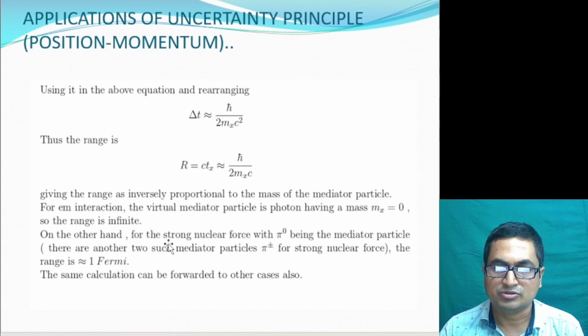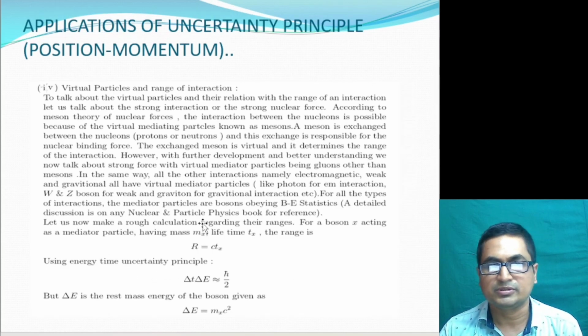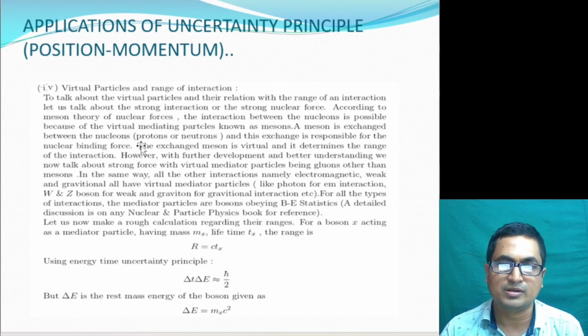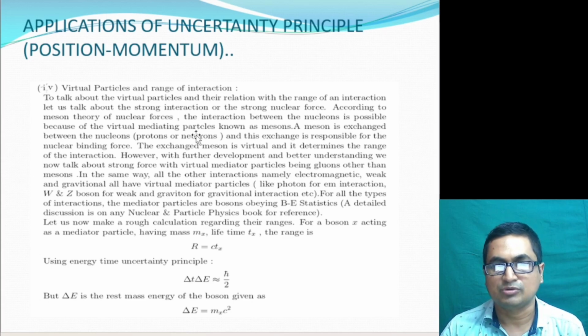And similarly, in the case of strong interaction, the strong nuclear force, the pi naught and pi plus minus are the mediator particles having equal masses. If we take this pi meson as the mediator particle and put in its mass, we find that the range is equal to 1 Fermi, and this matches our experimentally observed facts. Also regarding virtual particles and range of interaction, you must remember that for every kind of force there is always a mediating particle, and that mediating particle is the photon for electromagnetic interaction, and bosons like pions are for strong interactions.